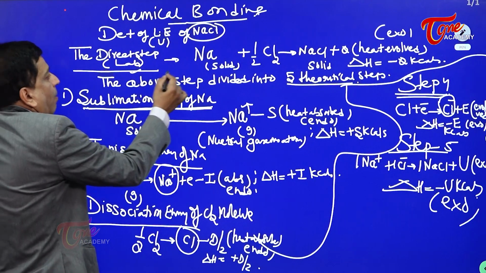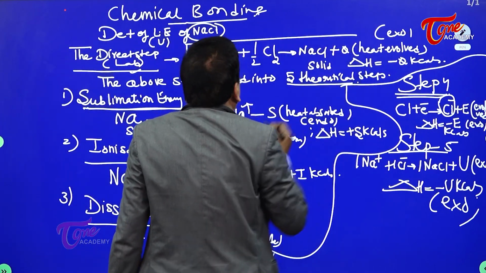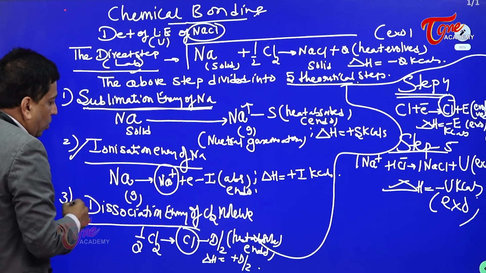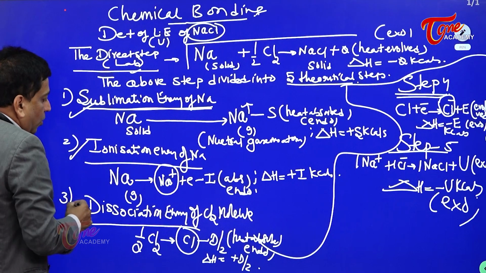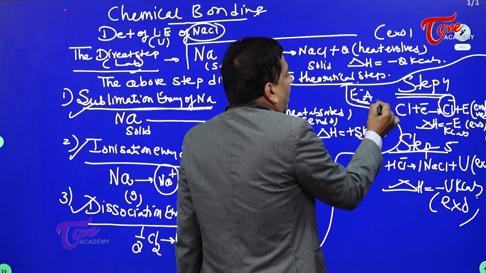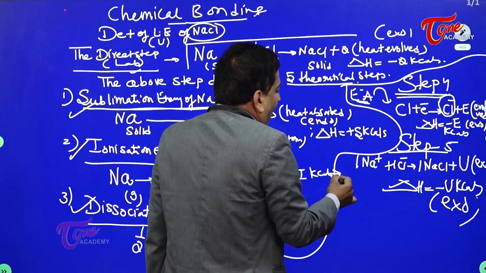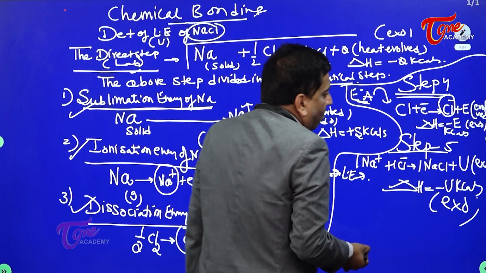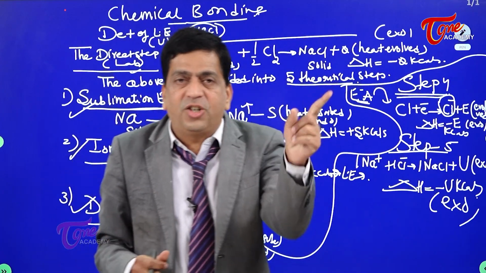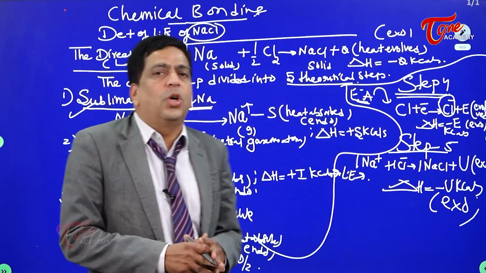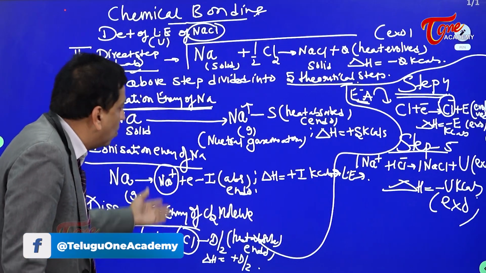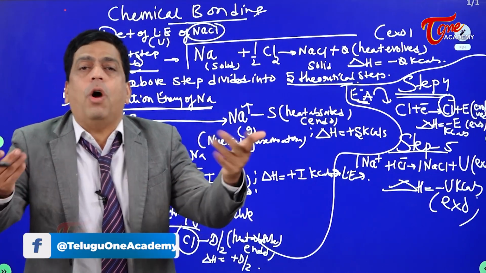Then you went into the lab and prepared the direct step this way, right? And the above step is divided into 5 steps: ionization, sublimation, dissociation, and then you have electron affinity of chlorine, and then you have the lattice energy, that is the 5th step, right? So 2 things are there on the board now: the direct step, and the 5 theoretical steps. You can see here, this is a direct step, and this step is divided into 5 theoretical steps.